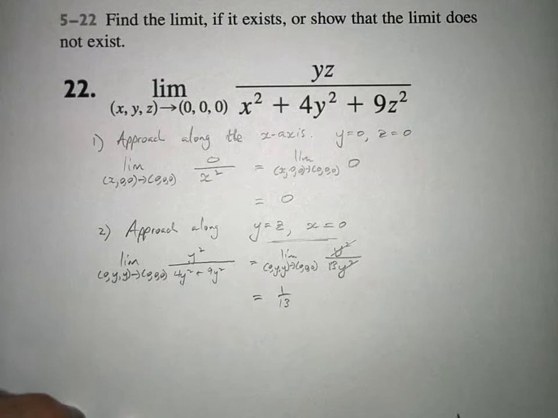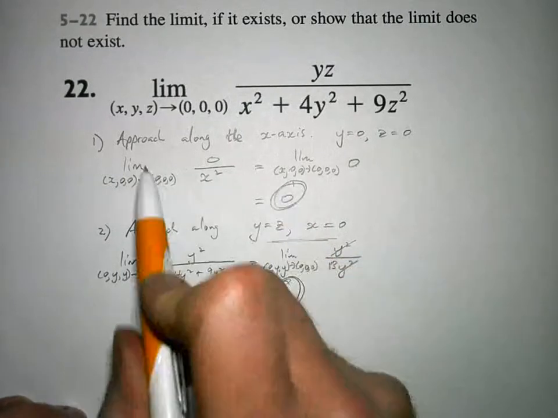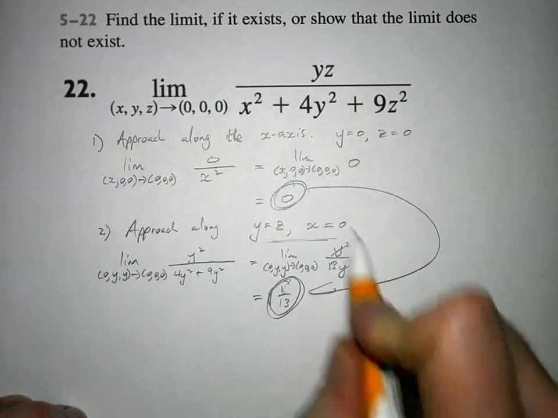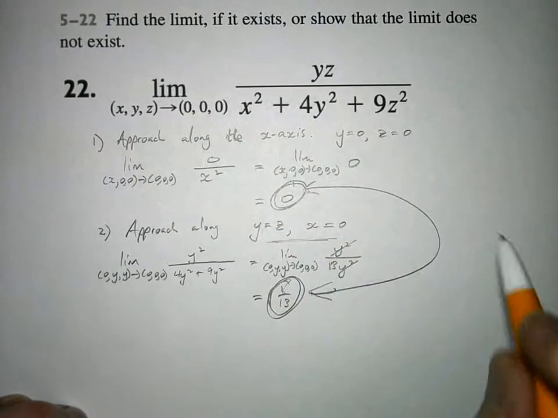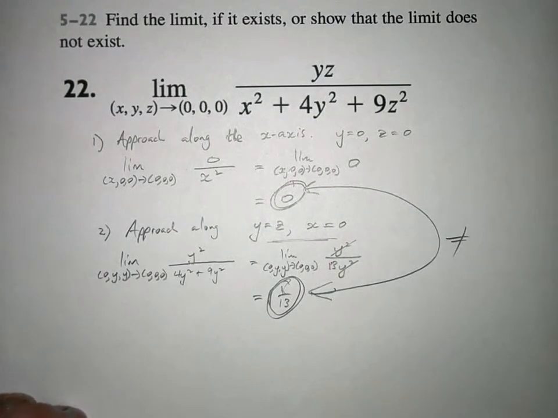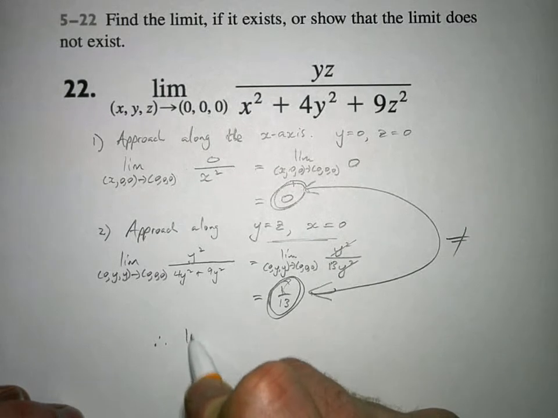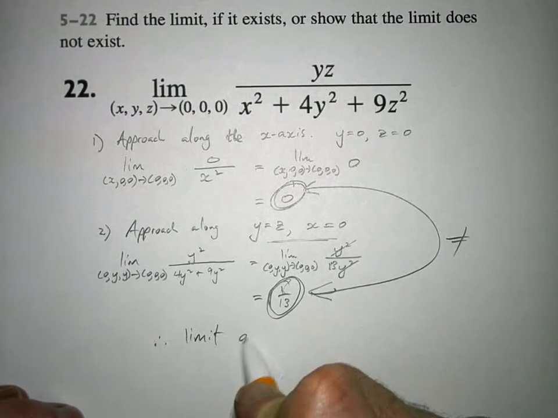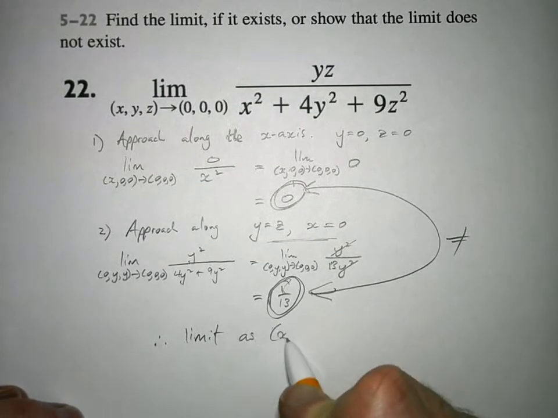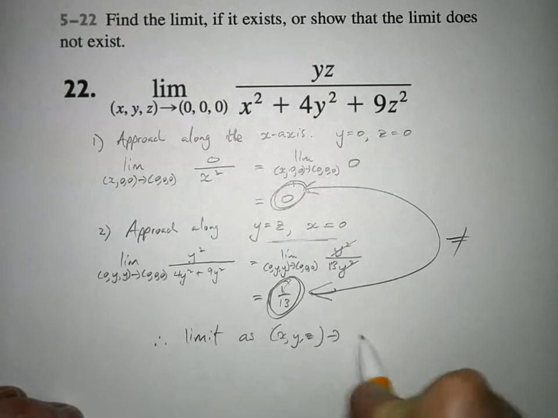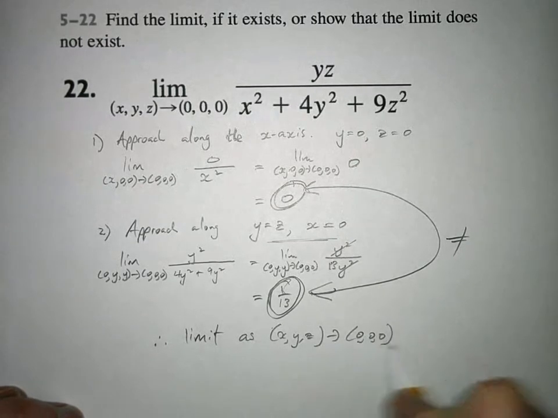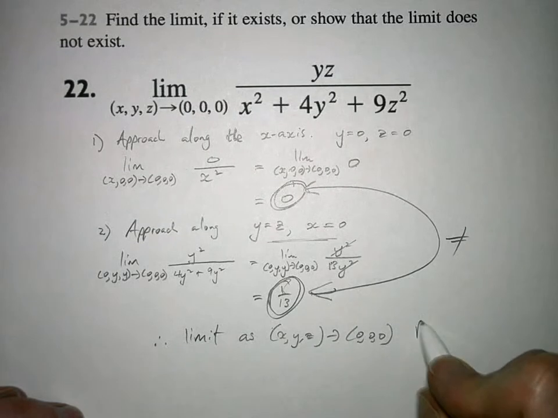Right, so what have we achieved? Well, we've got the limit along this path here is equal to 1 over 13. We've got the limit along the x-axis is equal to 0. We've shown two approaches along paths that are not equal. Therefore, we can conclude that the limit in general, the limit as (x, y, z) approaches (0, 0, 0), we can conclude that that does not exist.